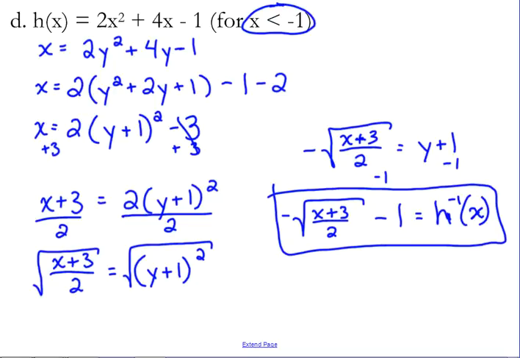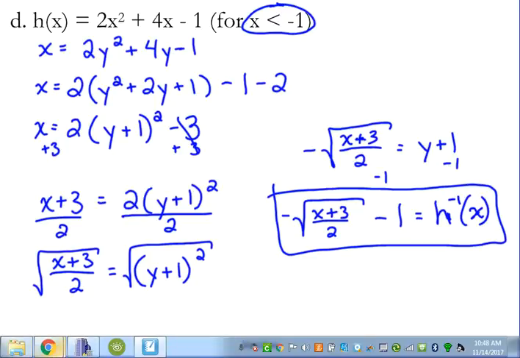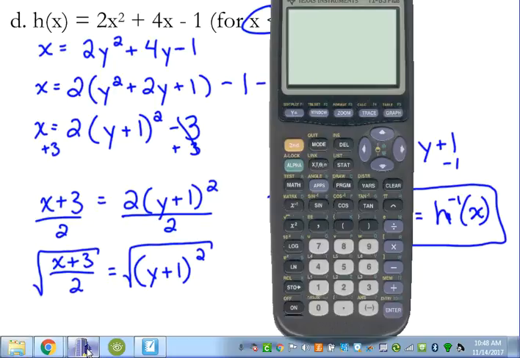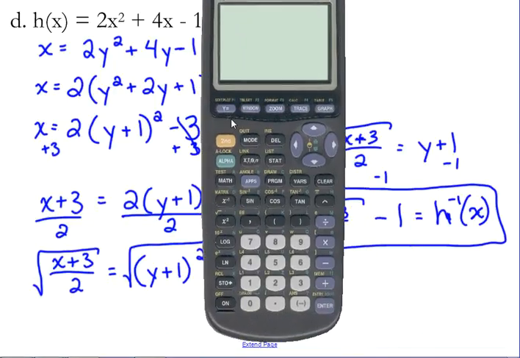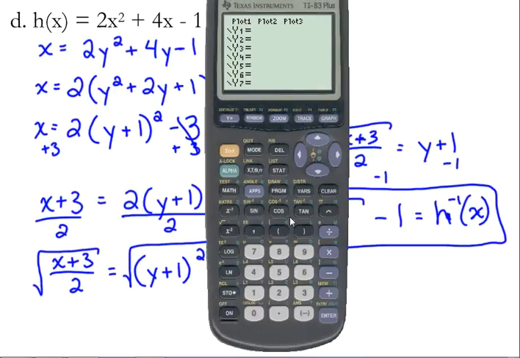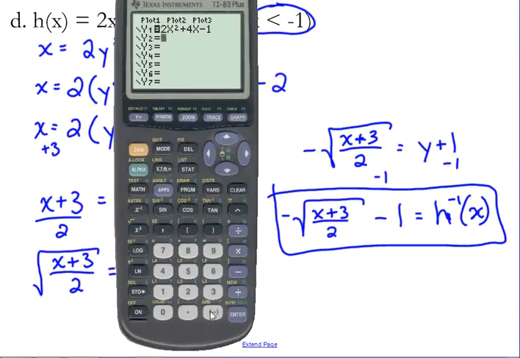Now, let me show you something. At the beginning of this, I was showing you those function maps to show you the relationship between functions and their inverses. Let me show you another property of functions and their inverses. So what I'm going to do in my calculator is graph this original function, 2x squared plus 4x minus 1. And I'm going to put in its inverse, negative square root.